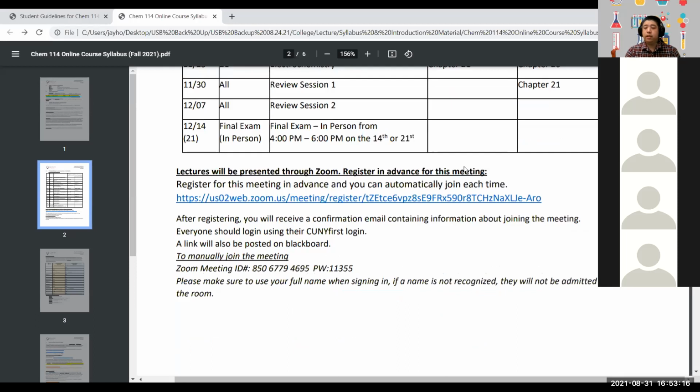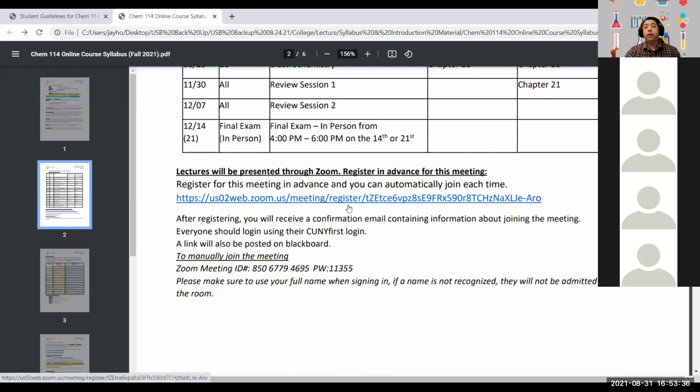I believe it is a mixture of Labor Day and the Jewish holidays. So 6, 7, and 8, most people are off. I don't know about all those days, actually. Let me double check with CUNY first, and you should be able to see that. Okay.